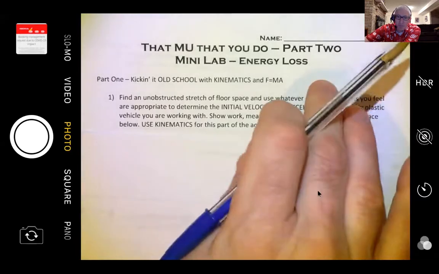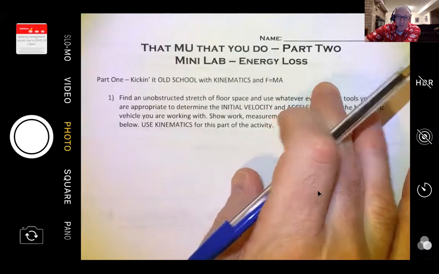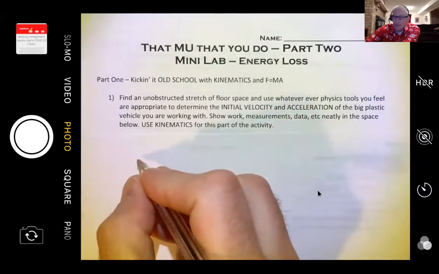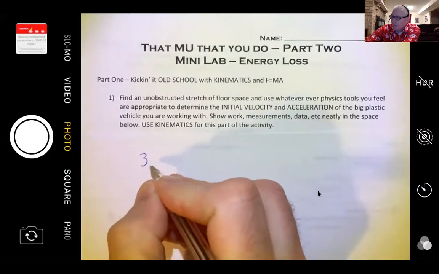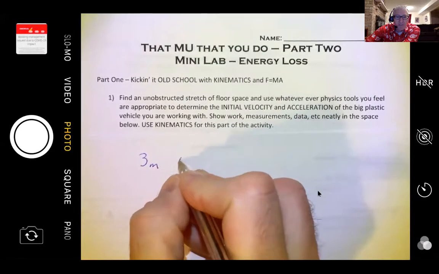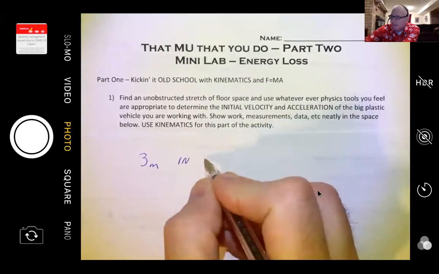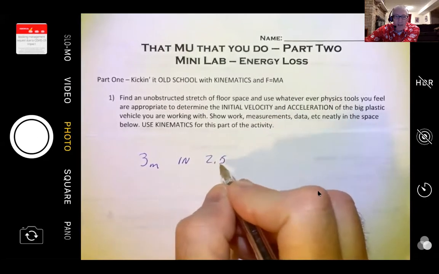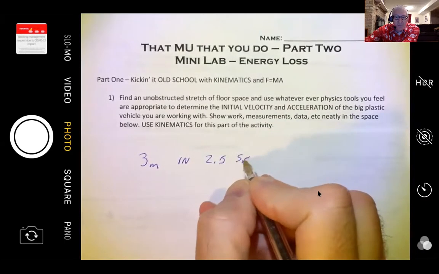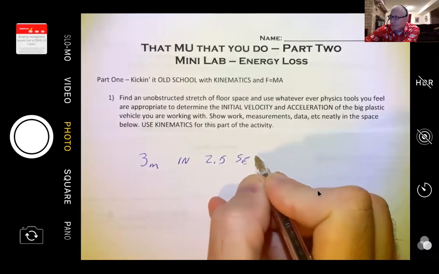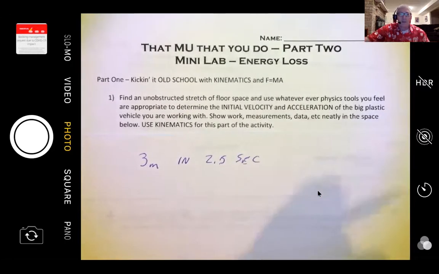Now, important, in that video, if you choose to use my video, the ball rolled 3 meters in 2.5 seconds. And so you're going to want to use that as you make your table and do the kinematics and find the initial velocity and acceleration.